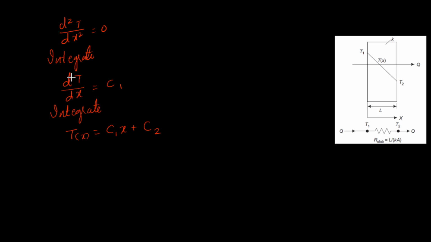Since we have not applied the limits here for integration, we have to add the constant at the end. So integration of d square T by dx square equals 0 will give us dT by dx, which is equal to C1. Integration of 0 will be a constant C1. Then integrating this, we will get T of x will be equal to C1x plus C2. I'll call this equation number 1. Now I'll apply the boundary conditions.